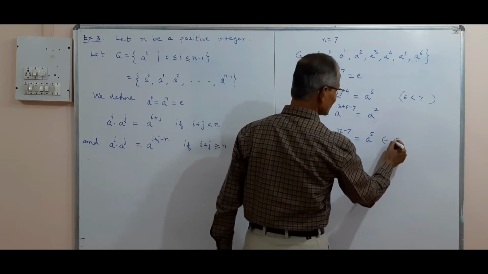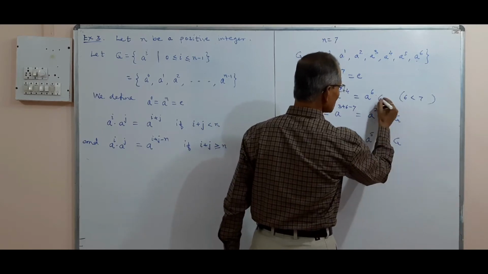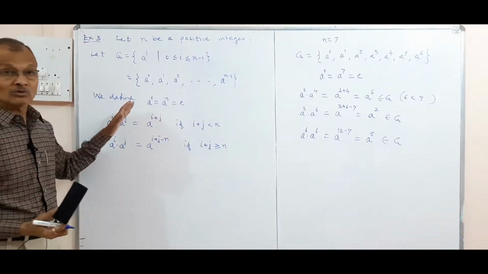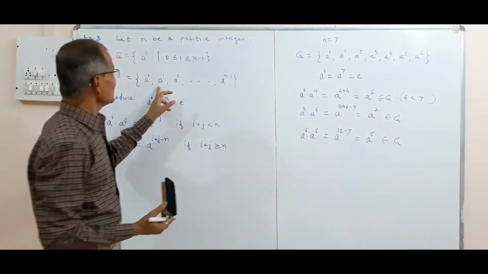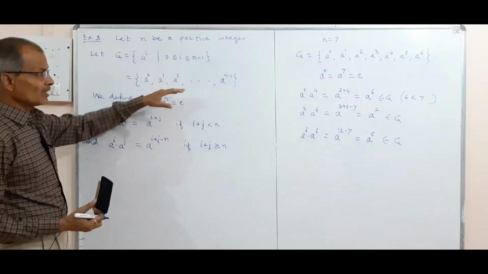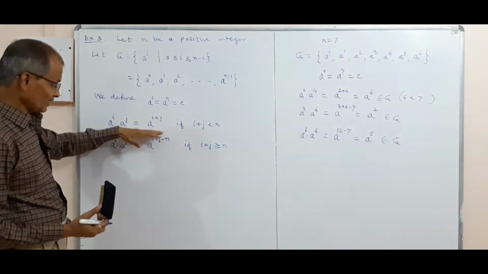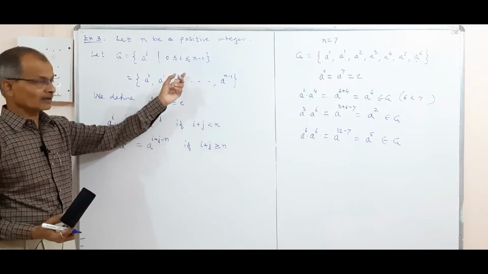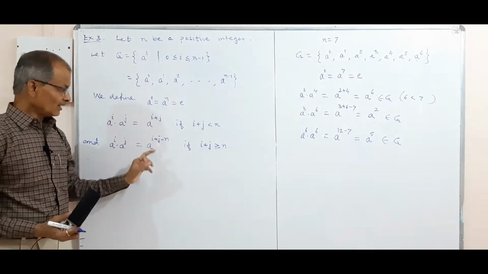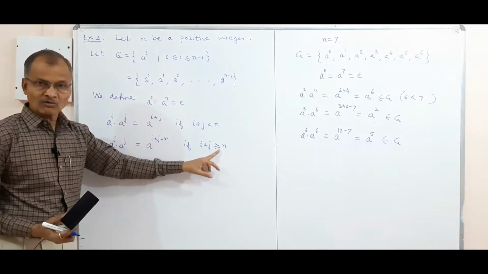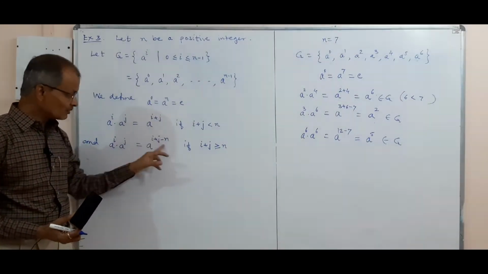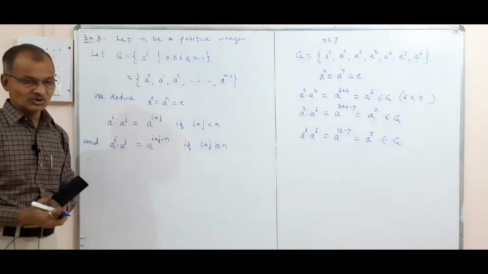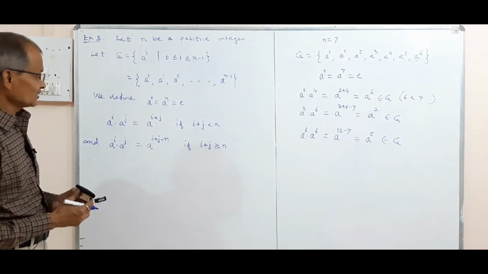That also belongs to G. So this gives the verification for the closure property. Composition of any two elements in G is again in G by definition. It is either a to the power i plus j, and if it is less than n, it certainly belongs to G. And if i plus j is greater than or equal to n, subtract n, then this becomes certainly less than n, and therefore it also belongs to G. And thus the closure property is satisfied.